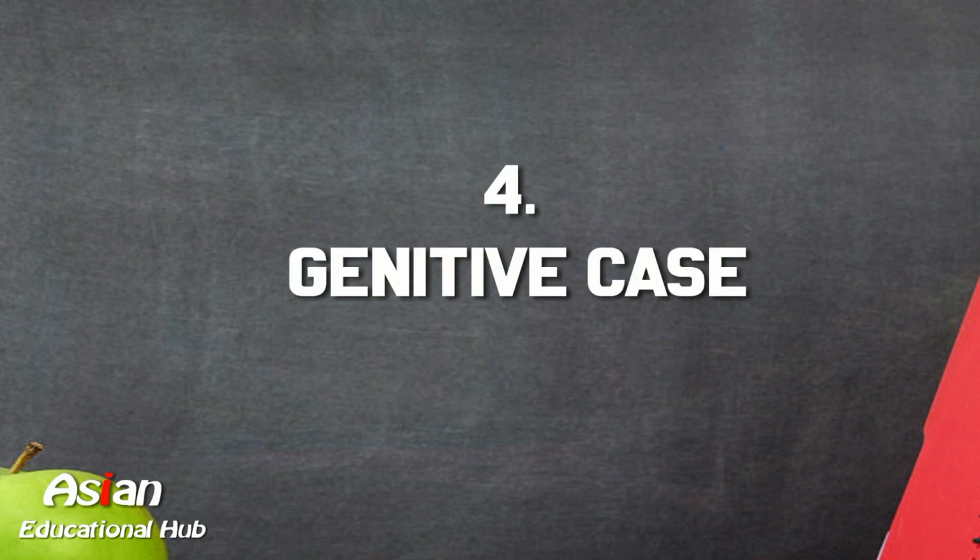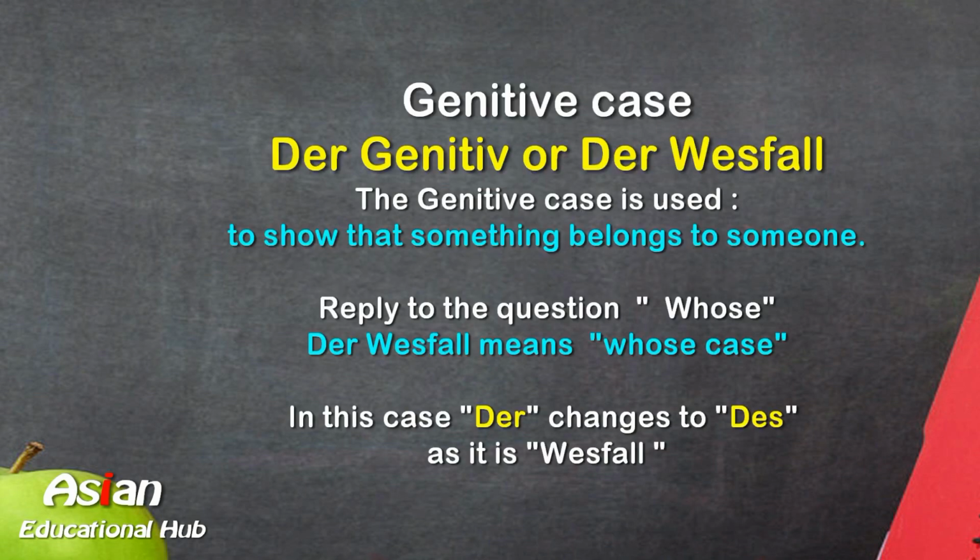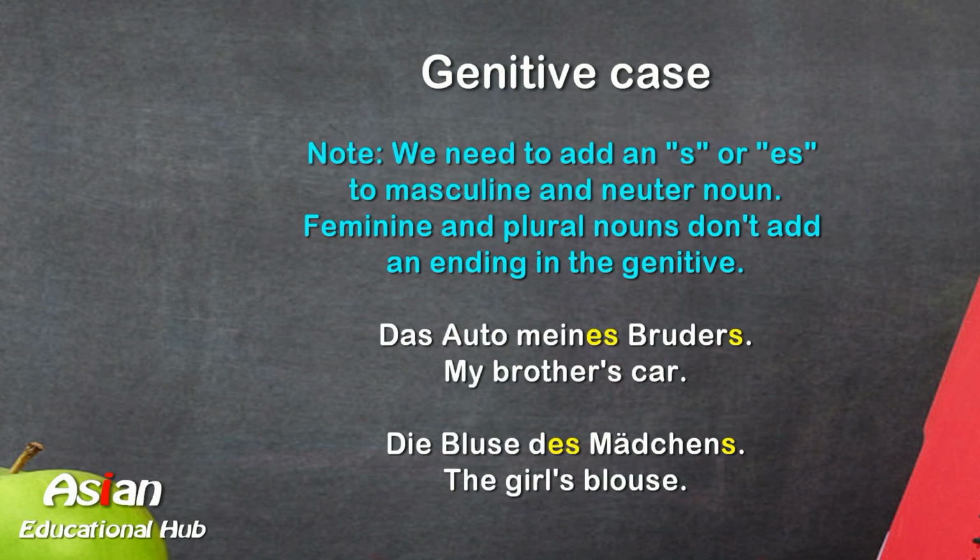The last one is the genitive case. Genitive case in German. What is the genitive case? Der Genitiv, or the "wessen" Fall. The genitive case is used to show that something belongs to someone. It means for possession we use the genitive case. And if we ask the question "whose", then we will get the genitive case. The "wessen" Fall means the "whose" case. And in this case der changes to des, as it is the wessen Fall.